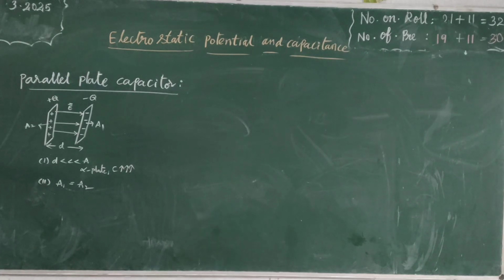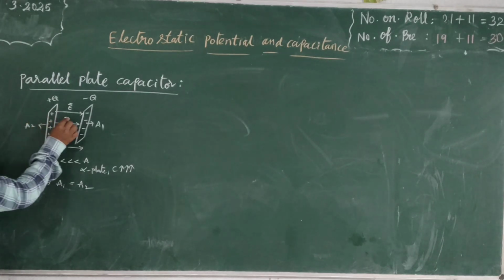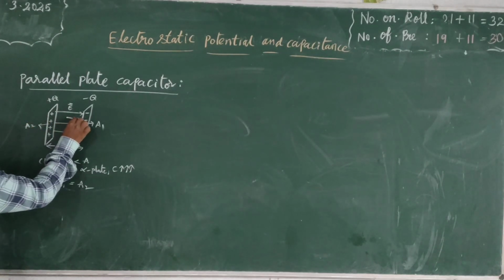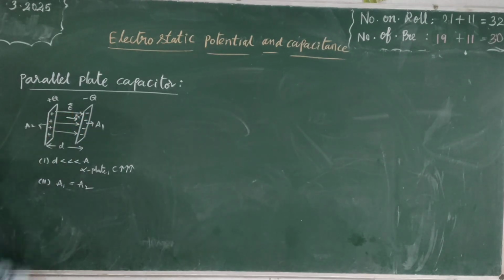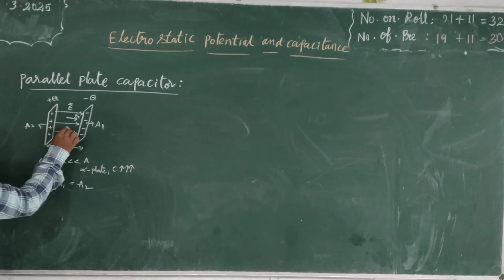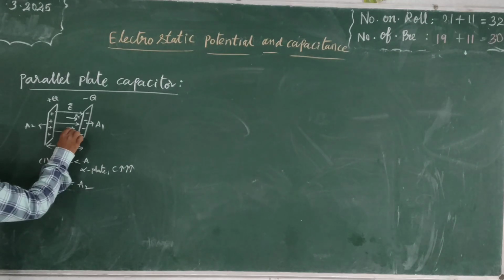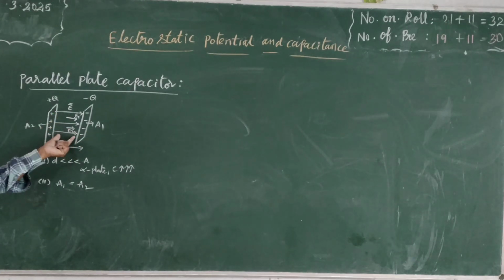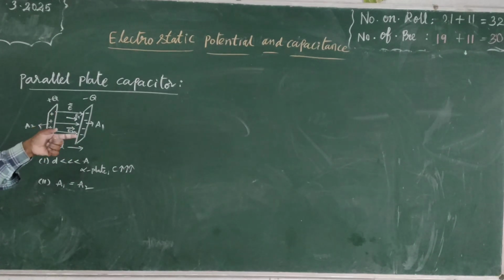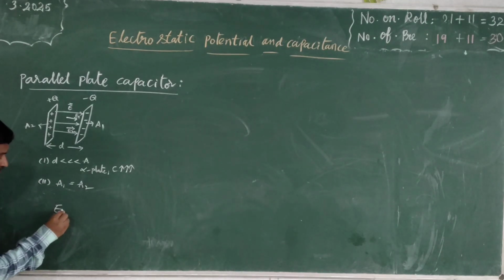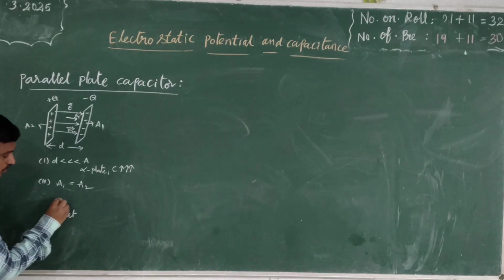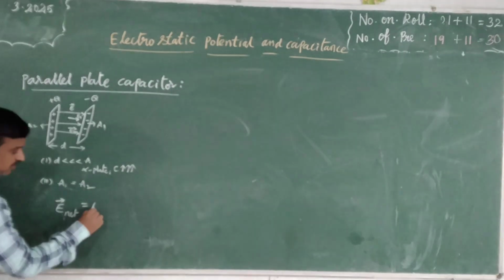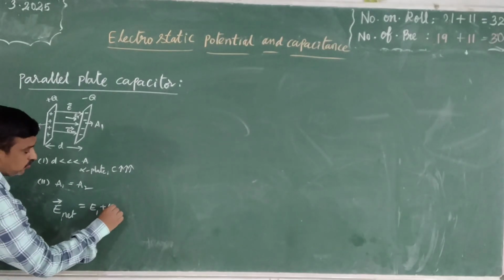Due to the plus charge, this is the direction of the electric field, E1. Due to the negative charge also, the same direction, E2. Due to the first plate the electric field is E1, due to the second plate it is E2. Both are in the same direction, and the same direction means we can add them. So the net electric field due to the parallel plates is E net equals E1 plus E2.